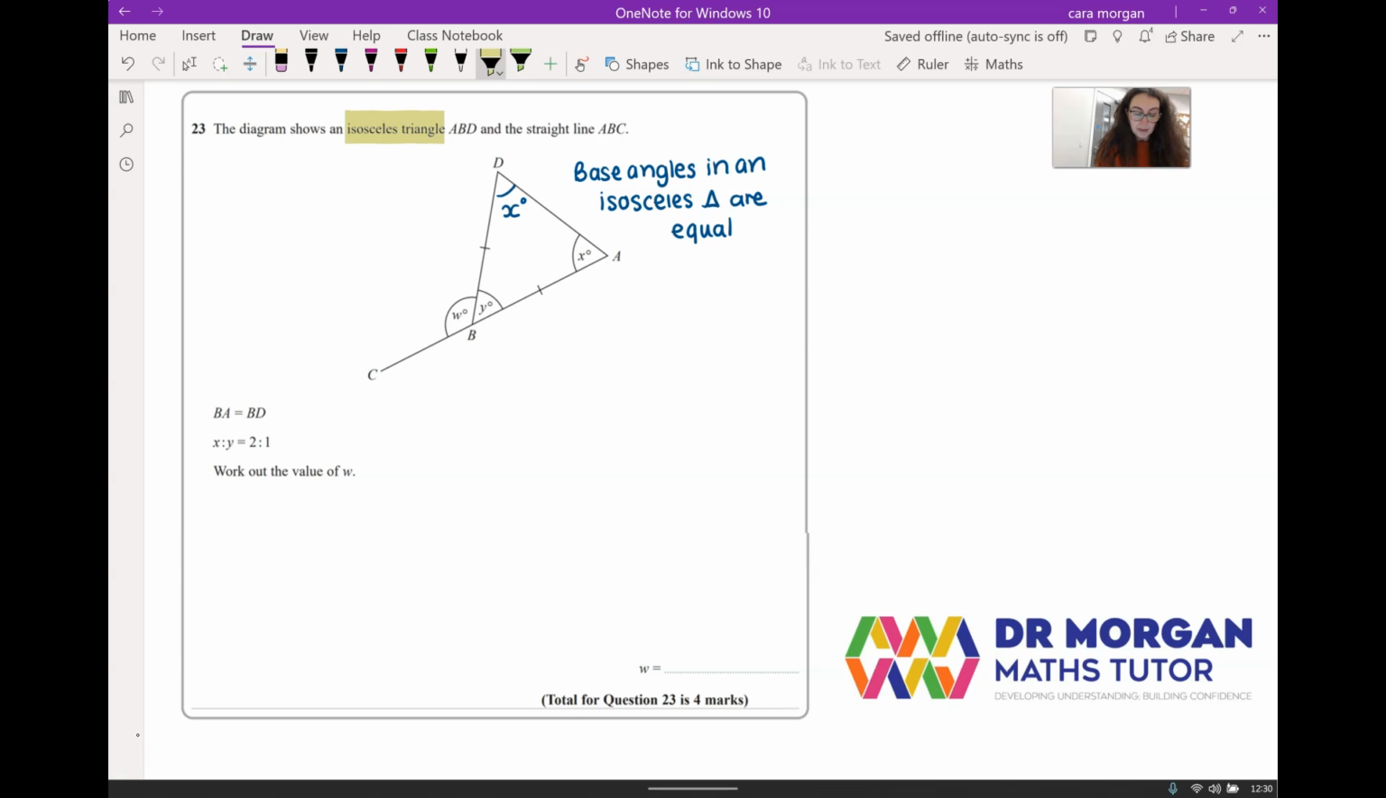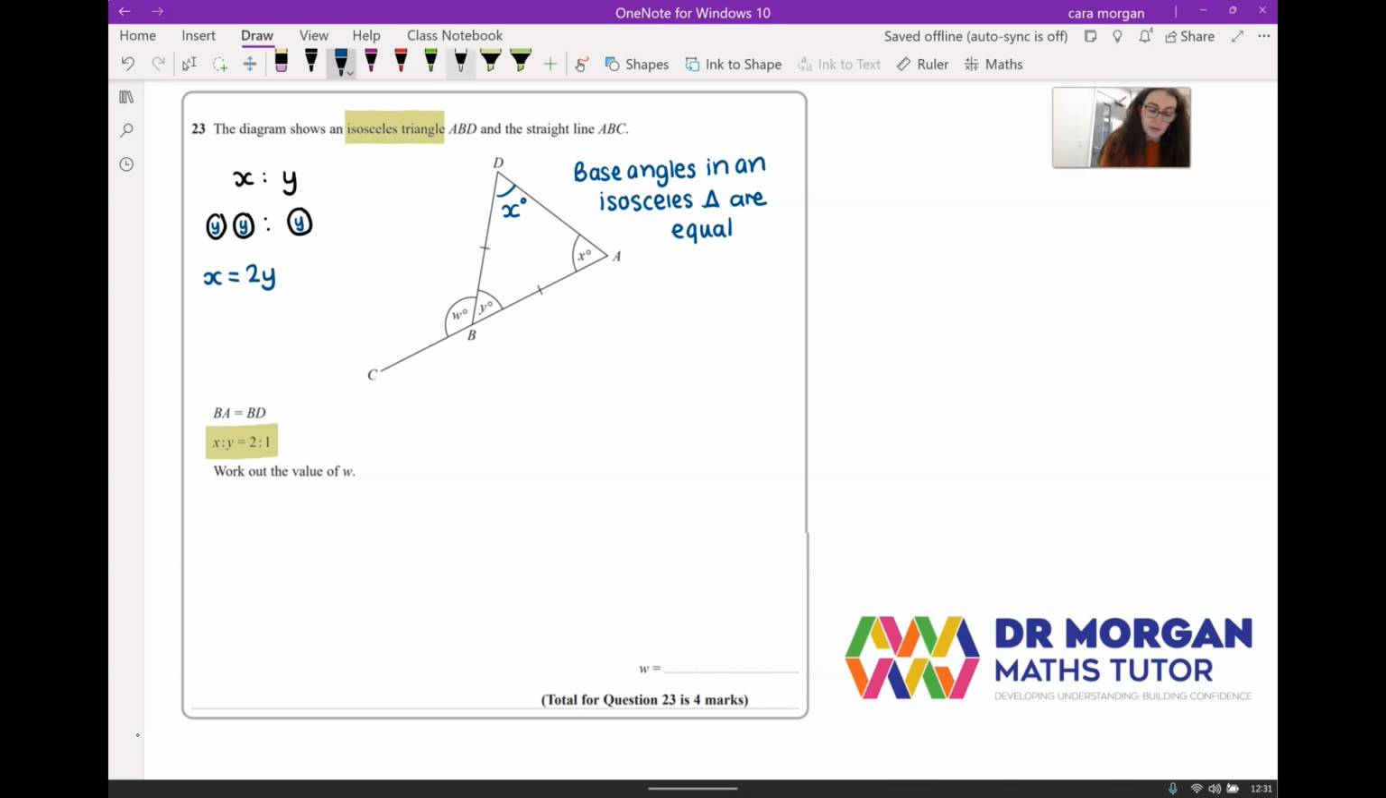The next thing I notice about this question is I'm given a ratio. I'm given the ratio that x to y is equal to 2 to 1. So I'm going to write the fact that x to y is in the ratio 2 to 1. And that means that for every one y, I have got 2 y's over here. That must mean that x can be written as 2y, so x must be twice as big as y.